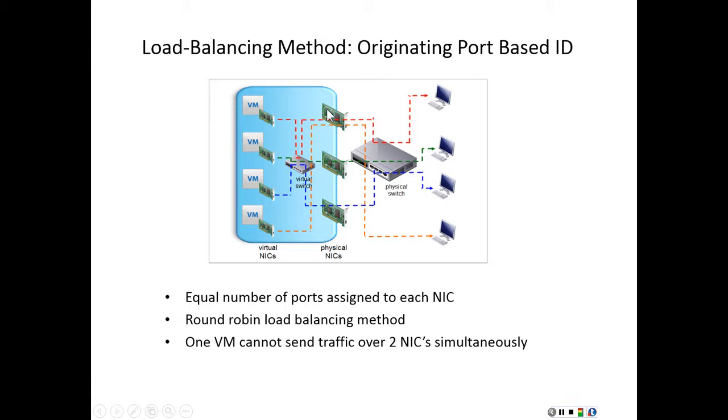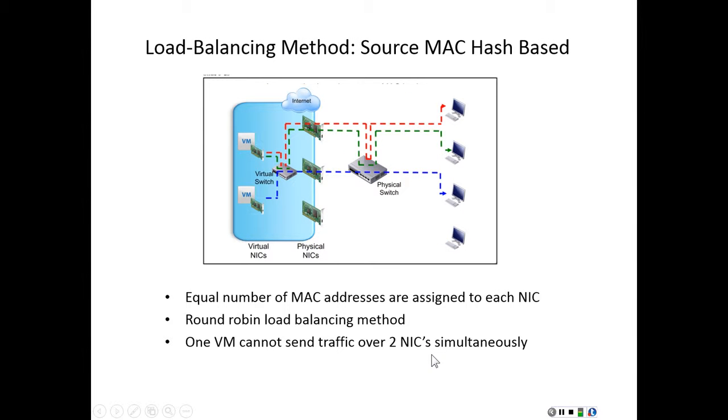Now, the disadvantage here is that if virtual machine 1 and virtual machine 4 both have a tremendous amount of traffic, they will still be sharing the same physical network interface card. A second drawback in this load balancing method is that one virtual machine cannot send traffic over two network interface cards simultaneously. A second load balancing method is called source hash based, and it's very similar.